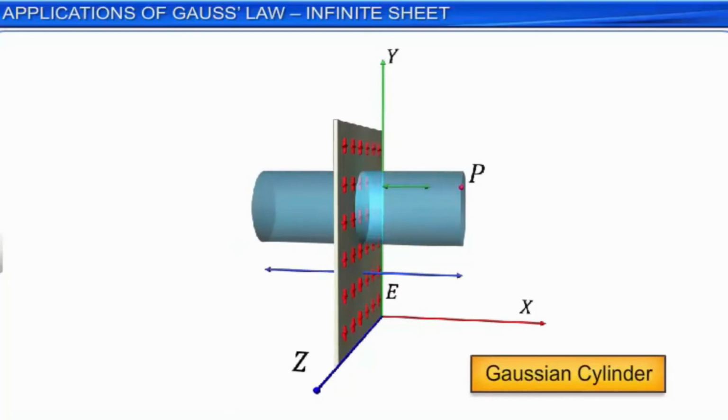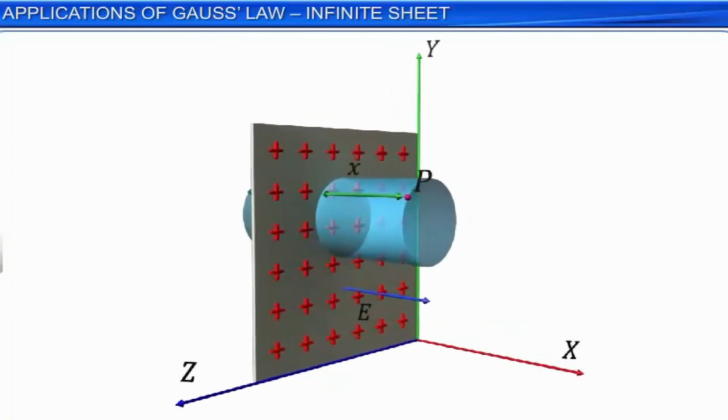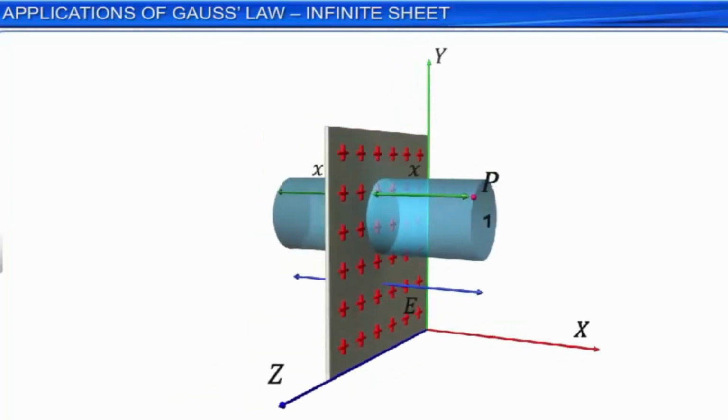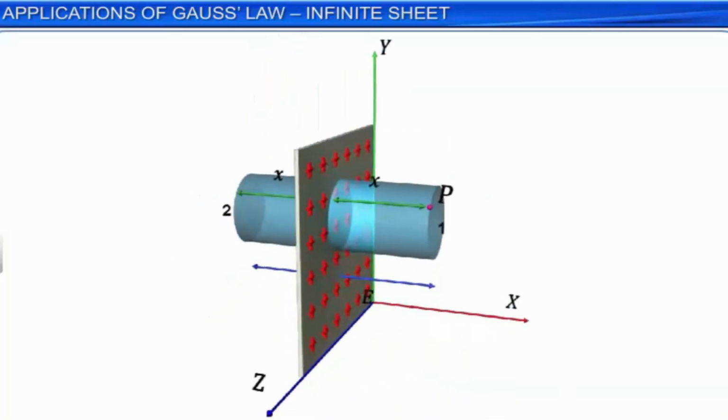We see that the cylinder extends to the other side of the sheet of charge and the plane faces of the cylinder are equidistant from the plane sheet of charge. Let the plane circular faces of the cylinder be marked as 1 and 2, and the curved surface of the cylinder be 3.